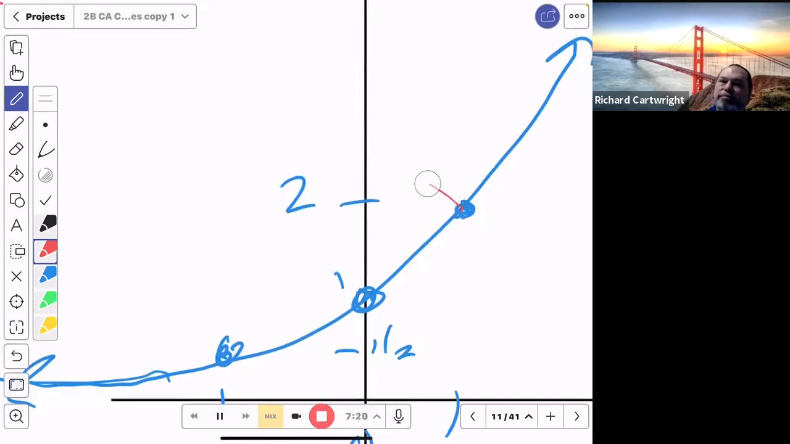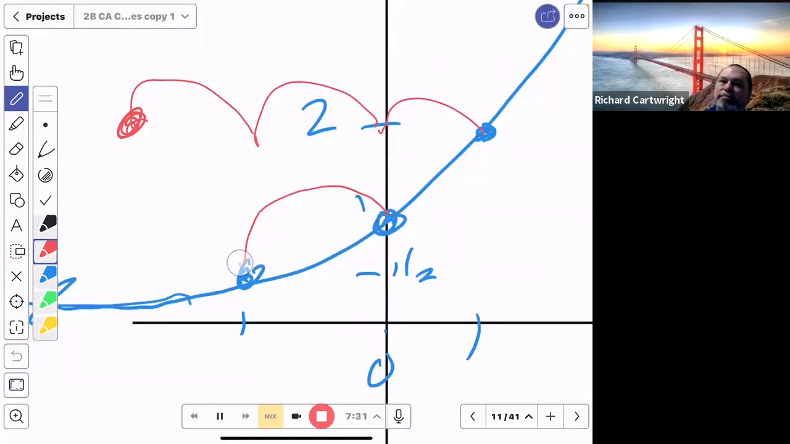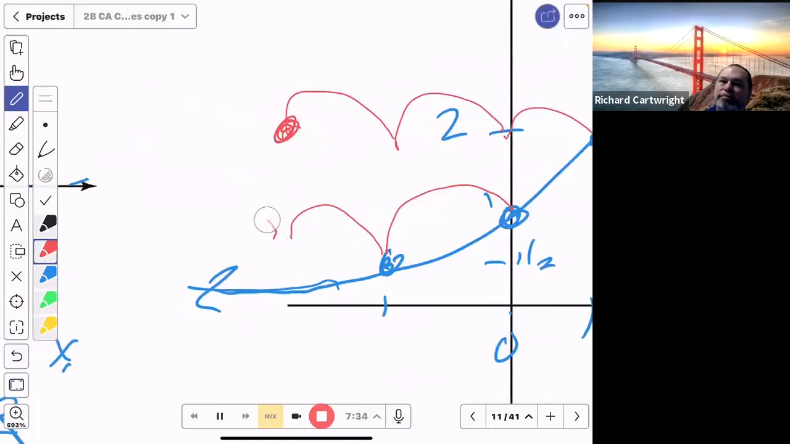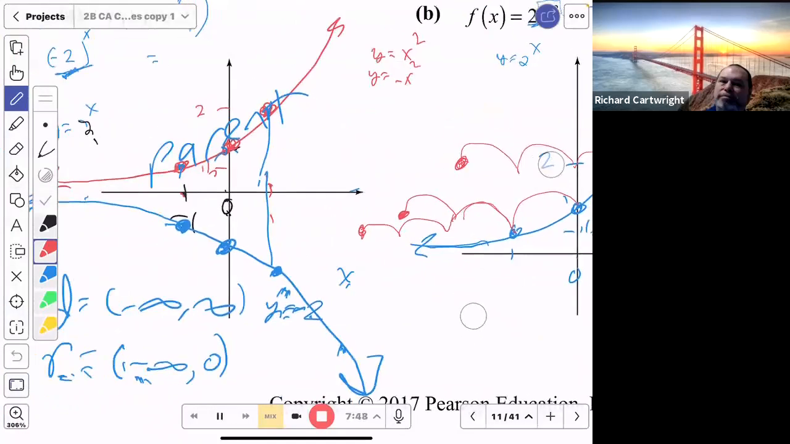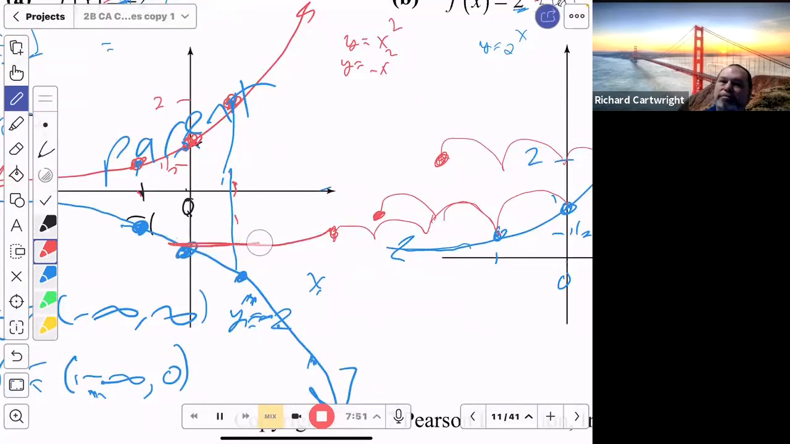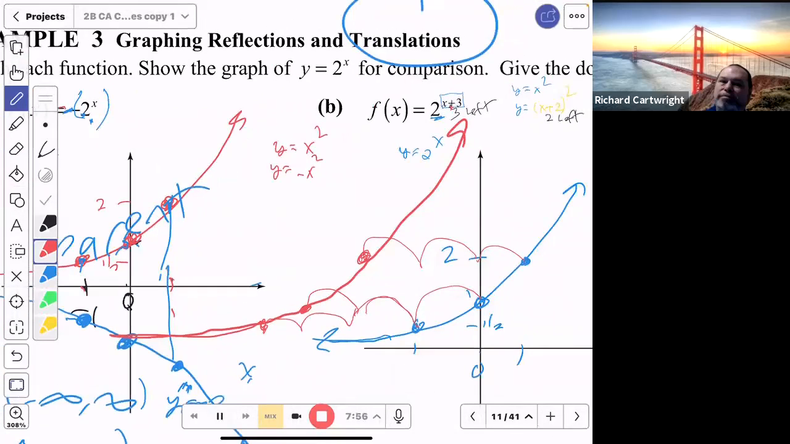Here goes. 1, 2, 3. That point goes there. This point, okay, here goes. 1, 2, 3. That point goes here. This point, 1, 2, 3. That point goes here. So those 3 red dots are still asymptotic to the x-axis. There it goes, there it goes, there it goes. And there is a pretty good rendition of what happens.